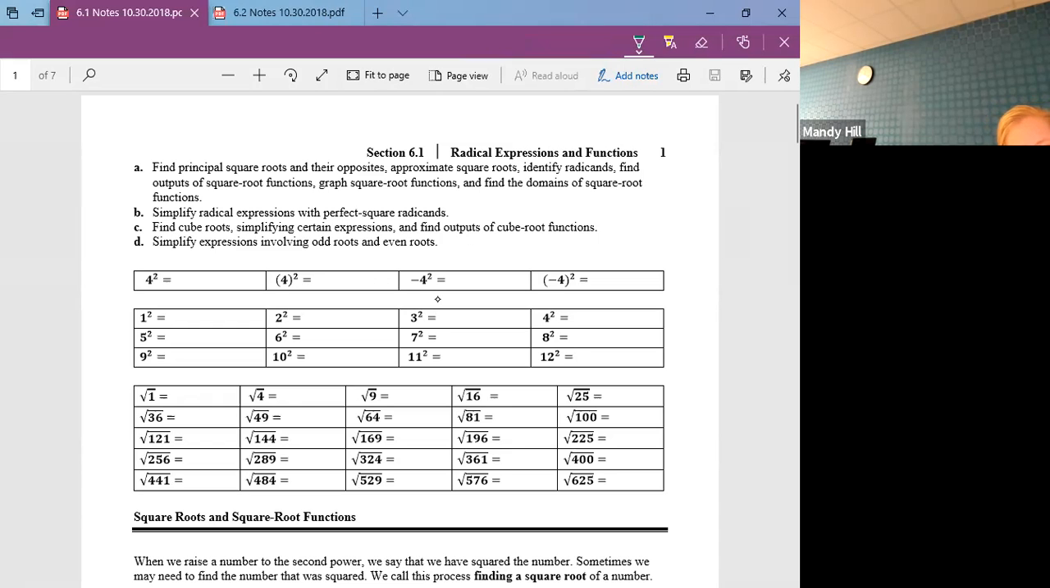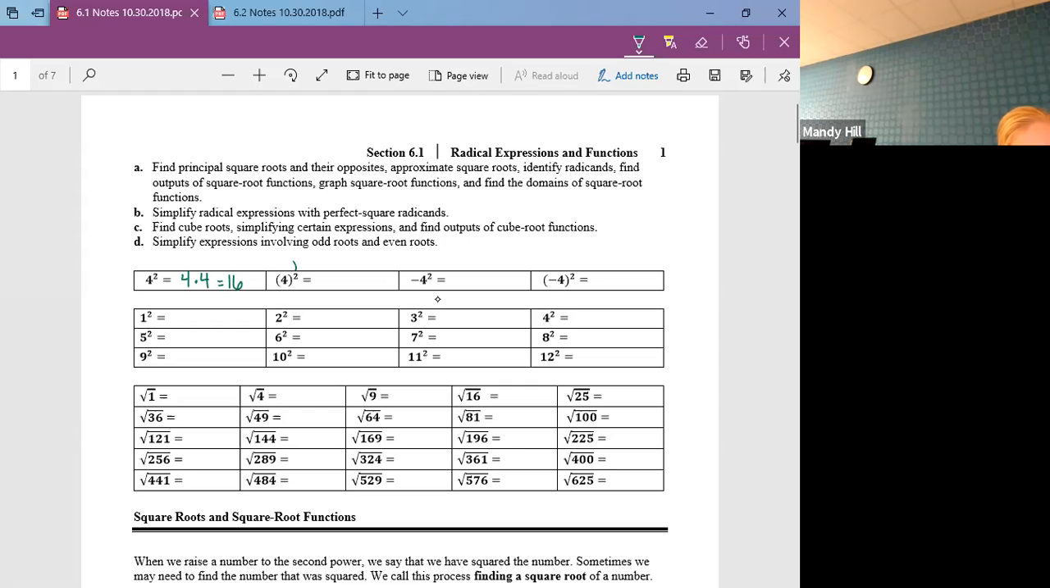So what does this 4 squared mean? 4 squared means that you're taking the number 4 and multiplying it by itself. Since this is a 2 as our exponent, we would do 4 times 4, and we would list 2 of those, which is going to be 16.